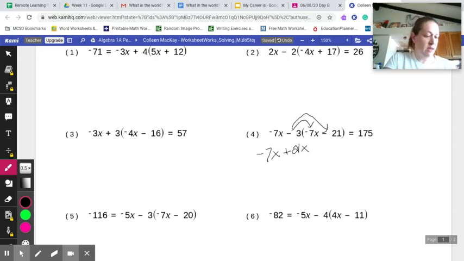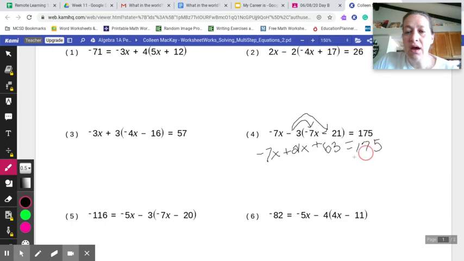Let me grab my calculator. It's 63, and it's a positive 63 because a negative times a negative is a positive. Okay. Now we can combine the negative 7x and the negative 21x because they're both on the same side. So we're going to combine them. 21 minus 7 is 14.